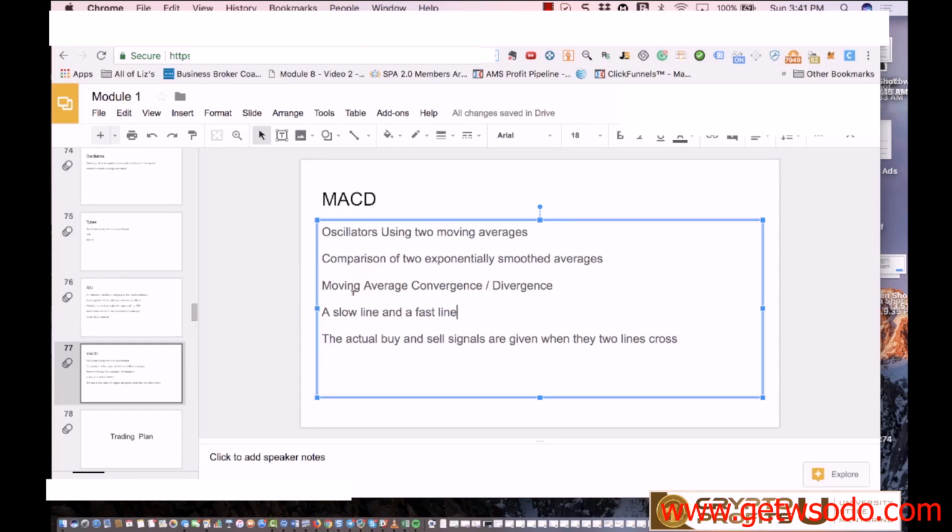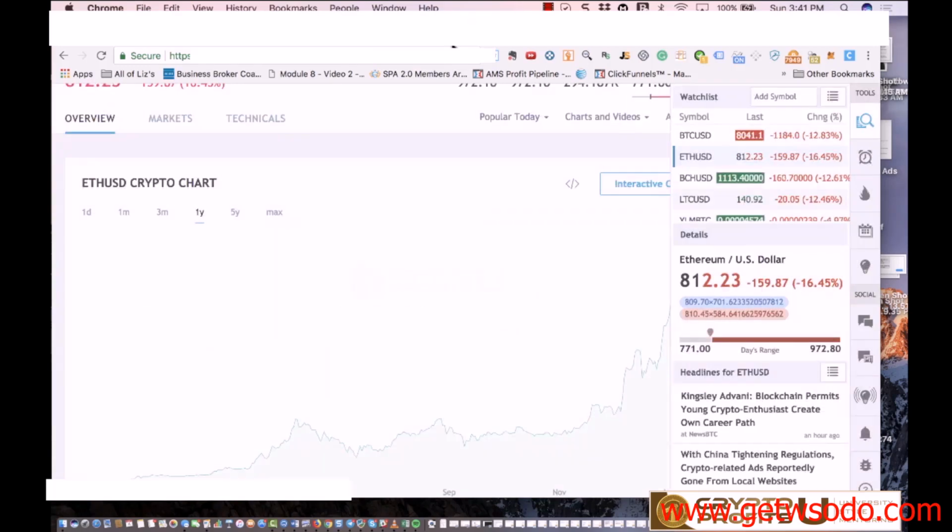What the MACD stands for is the moving average convergence divergence, and I'll show what that means shortly. And again, as I've said before, I promise to keep this simple. I'm not going to go deep into it. The simple way to know this is there's a slow line and a fast line, and when the lines cross, that's when the buy and sell signals happen.